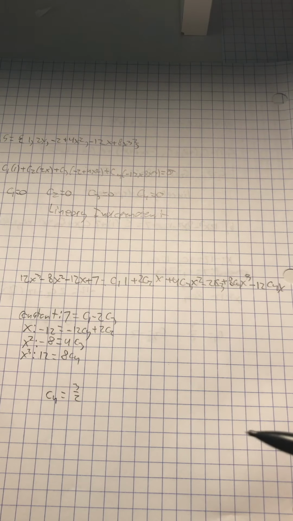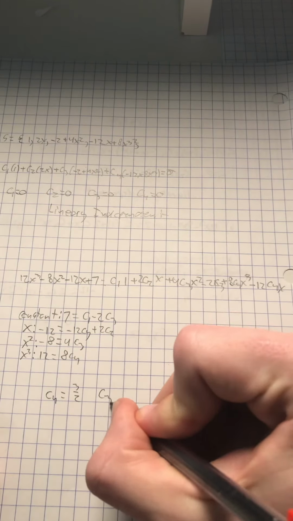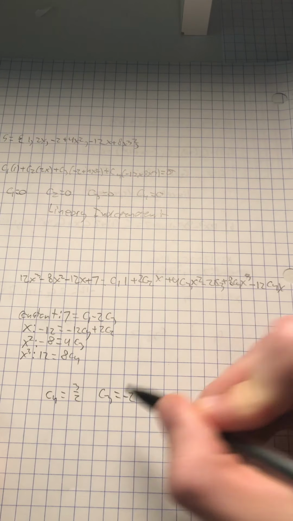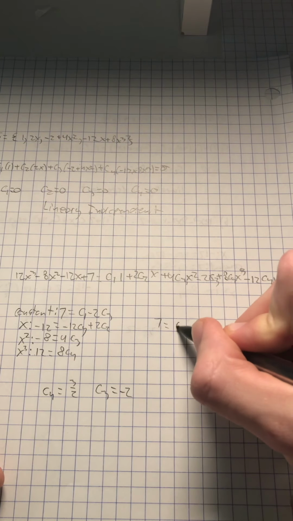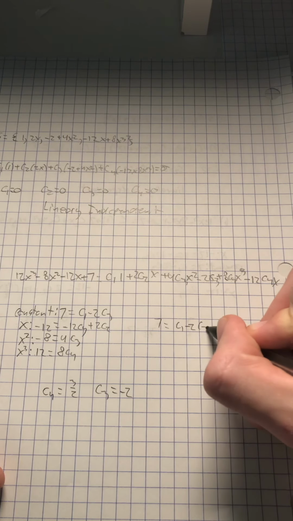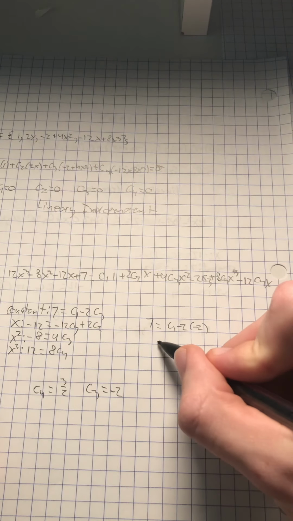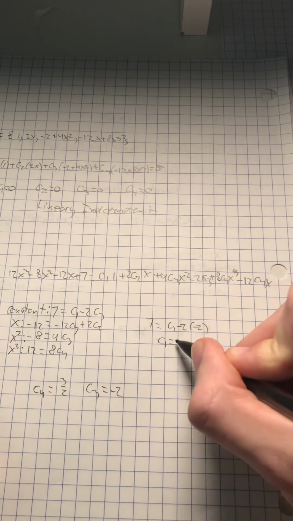And same thing goes for C3. Just divide by 4, and we know that C3 equals negative 2. Since we know that, we can plug in and have 7 equals C1 minus 2 times negative 2. And 7 minus 4, so C1 is equal to 3.